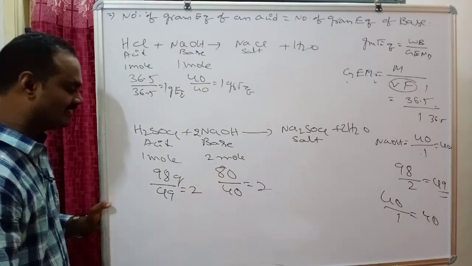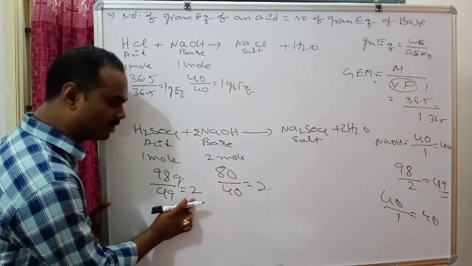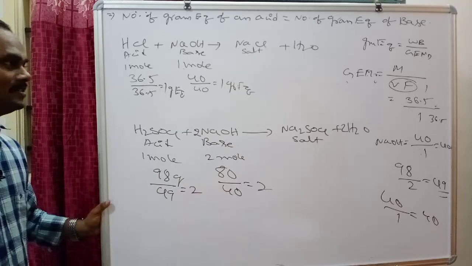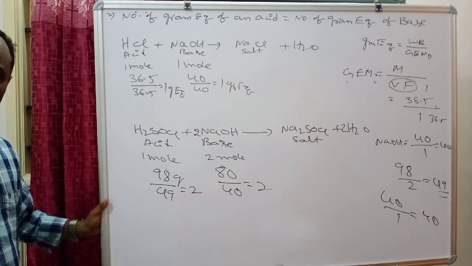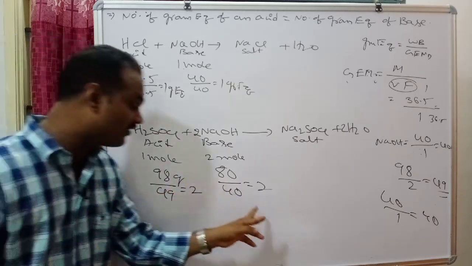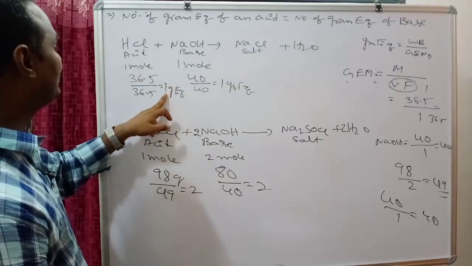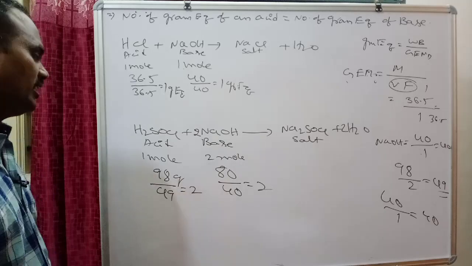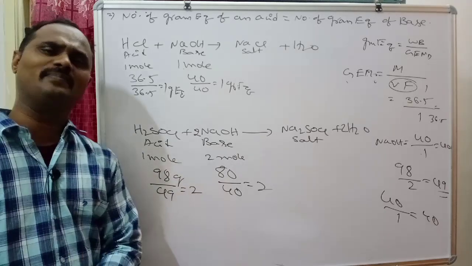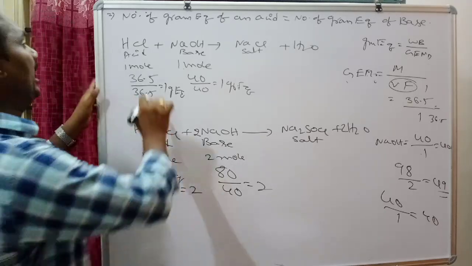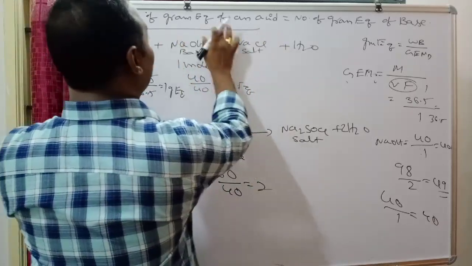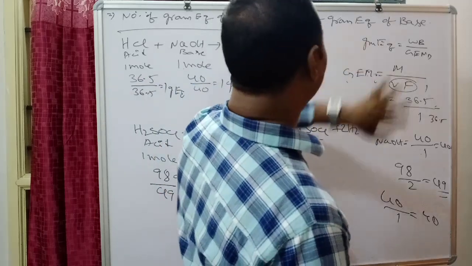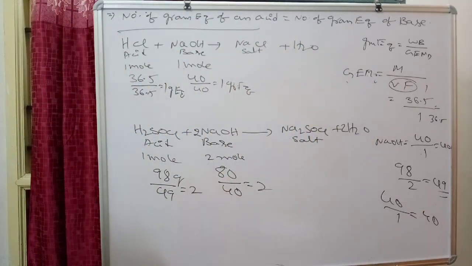What are we understanding here? 2 gram equivalents of an acid are completely neutralized with 2 gram equivalents of base. Here 1 gram equivalent of HCl acid reacts with 1 gram equivalent of sodium hydroxide. In any acid base reaction, no doubt, the number of gram equivalents of an acid is equal to the number of gram equivalents of base. Is it clear?